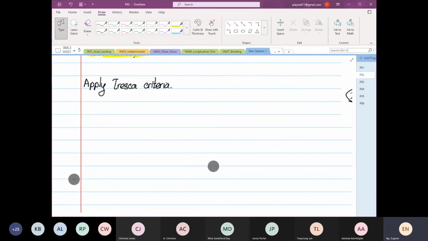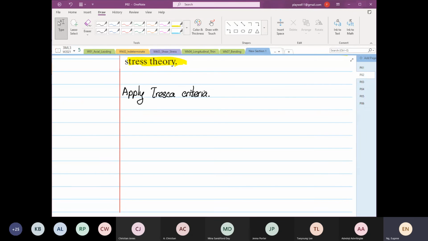So I'll write down here. One of the conditions that we have to ensure, as we apply Tresca, is that stress U must be equal to stress A minus stress B, and tau max must be equal to stress max minus stress min divided by 2. Okay, we have to ensure that.